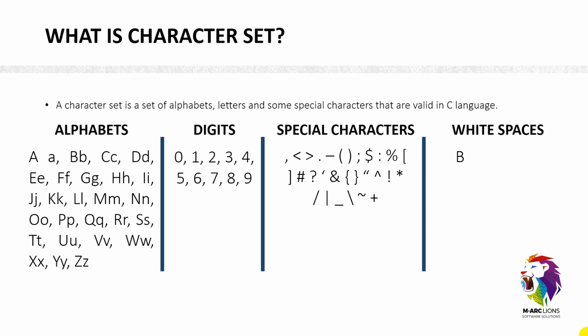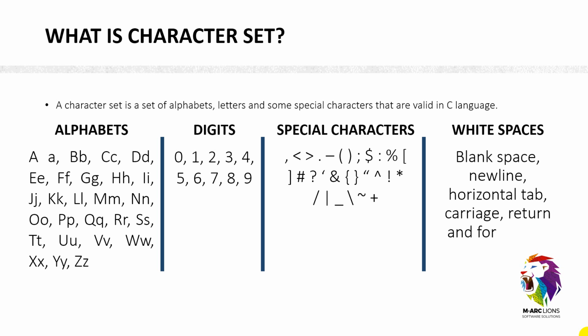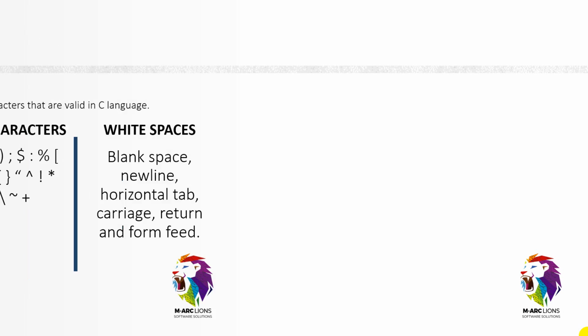Then come the white spaces. White space means if you are adding a space between the first name and last name, it can be done with a blank space, or a new line, which is also a kind of space. Horizontal tab, carriage return and form feed are the spaces which are called white spaces. They are not shown, but they are holding some space.